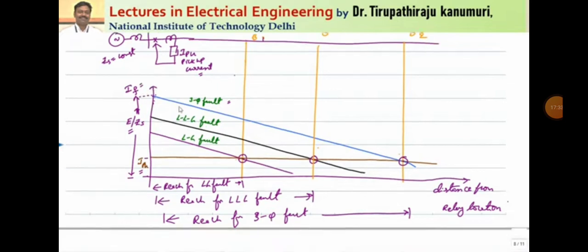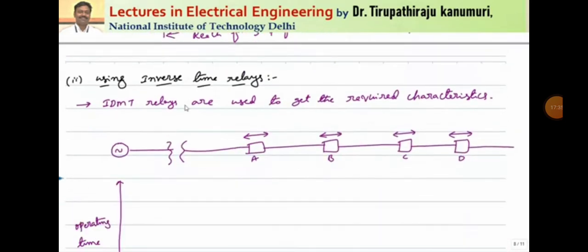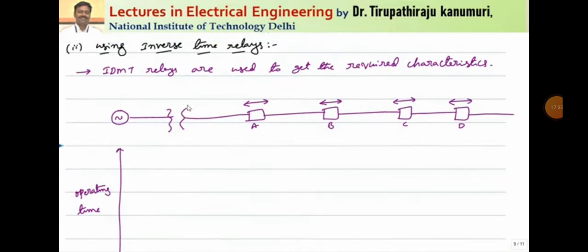So in order to incorporate this function, we go for inverse time relays. For inverse time characteristics, we go for IDMT relays, and these IDMT relays are adjusted by the PSM, plug setting multiplier, and time setting multiplier in such a way as to get the required characteristics. So what is the characteristic of IDMT relays?